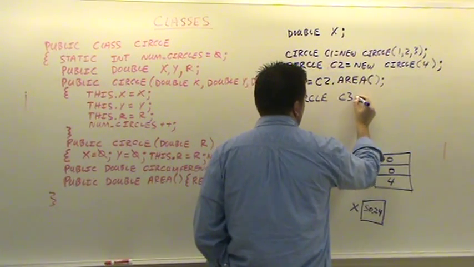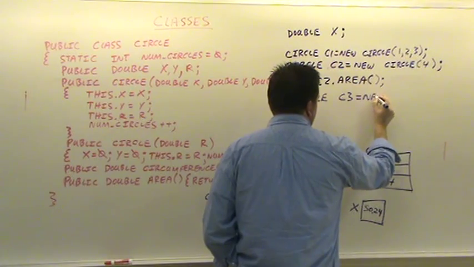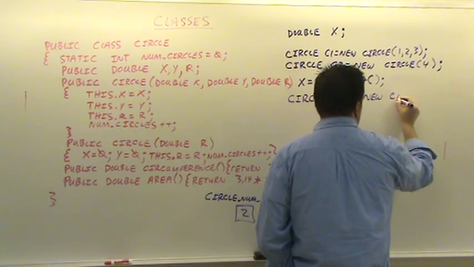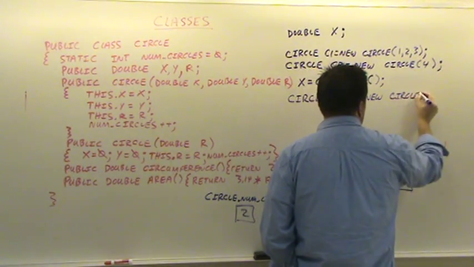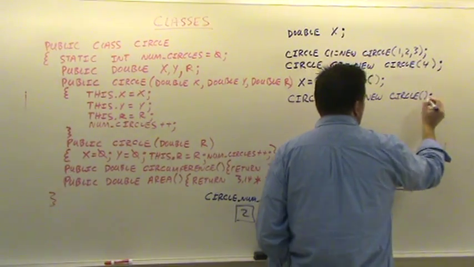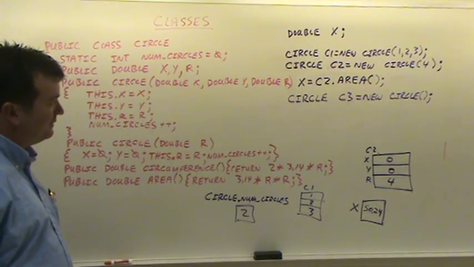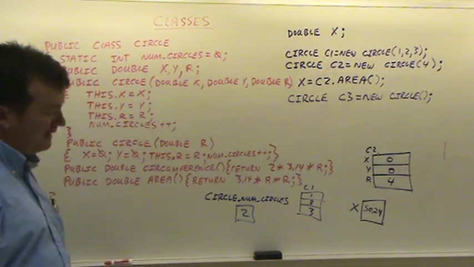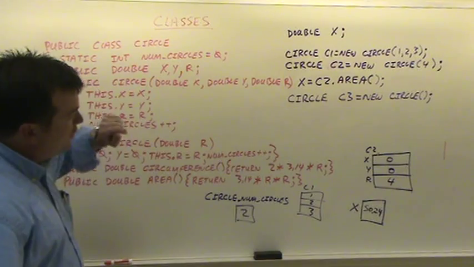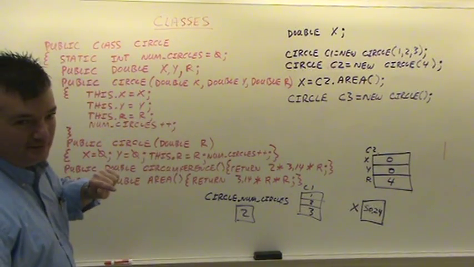I'm making a third one. And I'm passing in no parameters. So this might kick off, you might right away get the answer right, but in C++ you'd get the answer wrong. But anyway, what do you think would happen here?